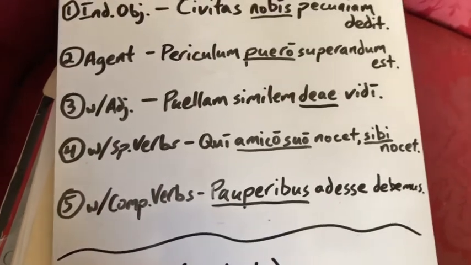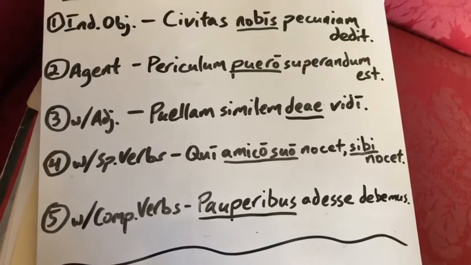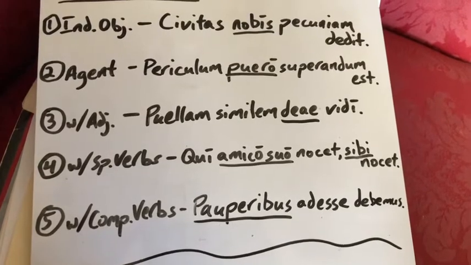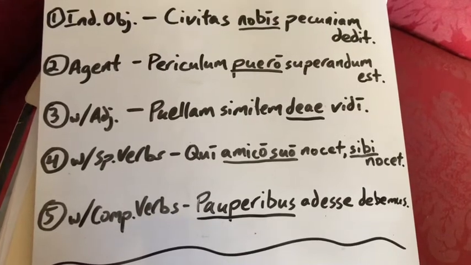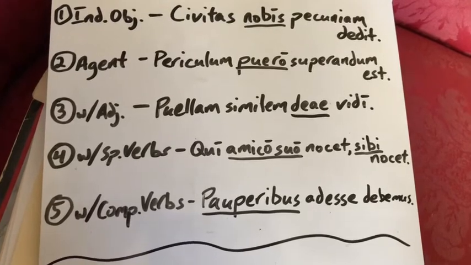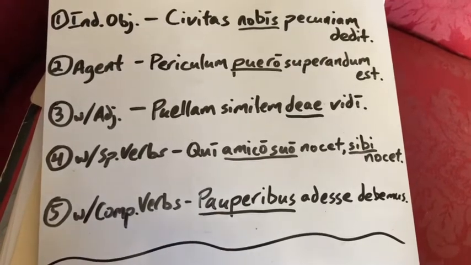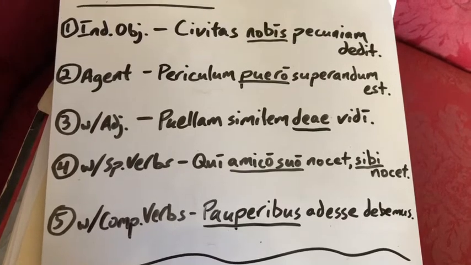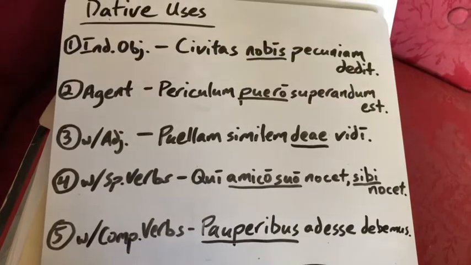So the one I give you here is adesse, which is compound adsum. Okay, and adsum can mean to be present, but it can also mean to support. The translation here would be we ought to support the poor. So that's why pauperibus is in the dative. Okay, so hopefully that helps you see a little bit more on the dative with these special uses here, these 5 dative uses.